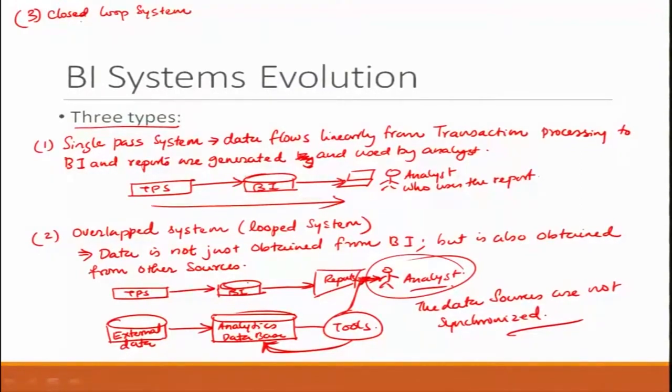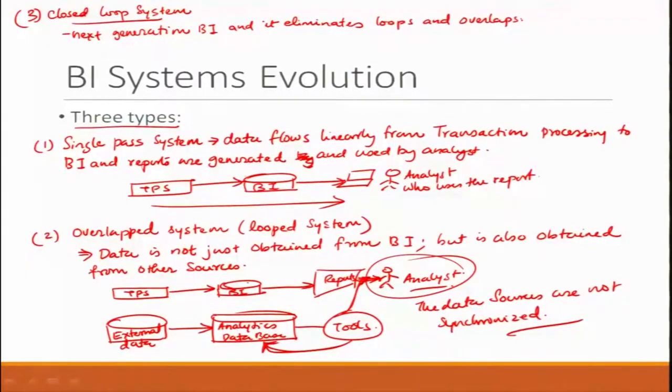And the closed loop system is what is called the next generation business intelligence, BI, and it eliminates loops and overlaps. So what happens in this system is you have your TPS and you have your BI. From BI, there are analytic tools. There is some synchronization that goes back to TPS also. And then similarly, there is an external source.